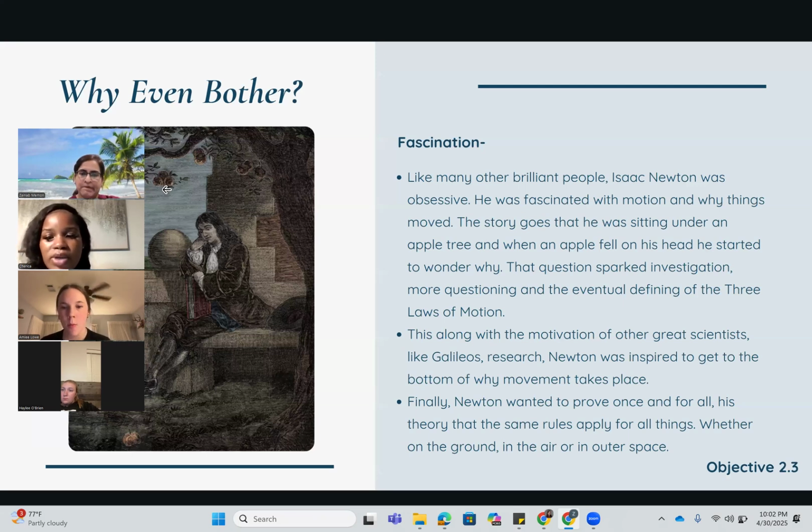This, along with the motivation of great scientists like Galileo's research, inspired Newton to get to the bottom of why movement takes place. Finally, Newton wanted to prove once and for all his theory that the same rules apply for all things, whether on the ground, in the air, or in outer space.